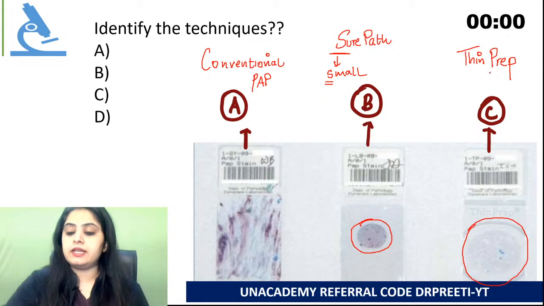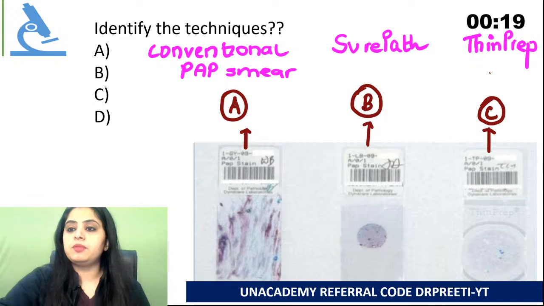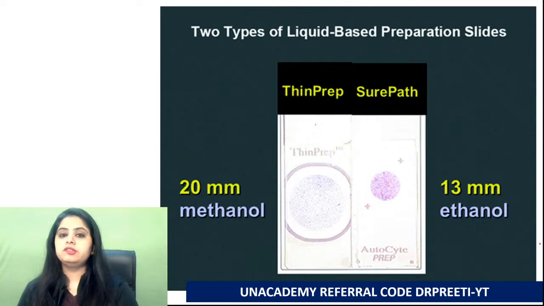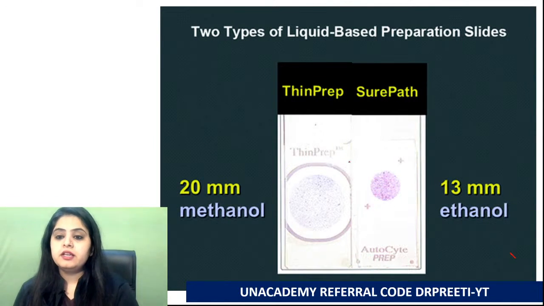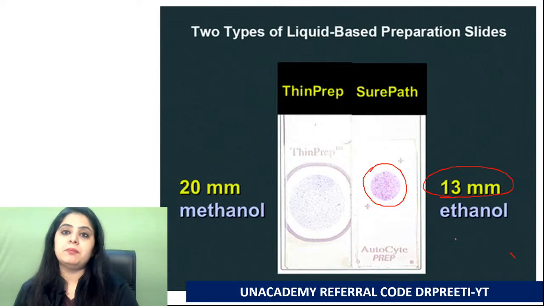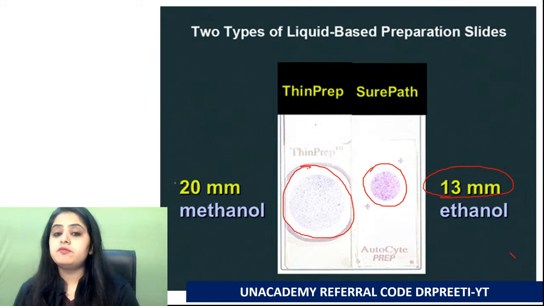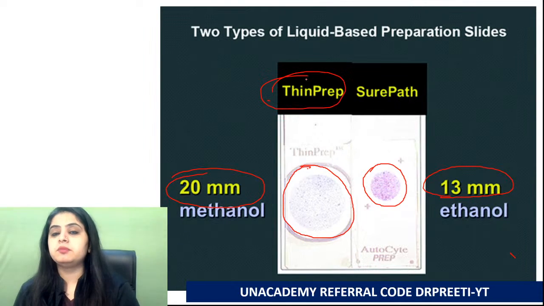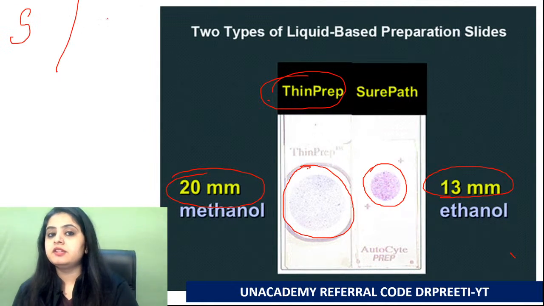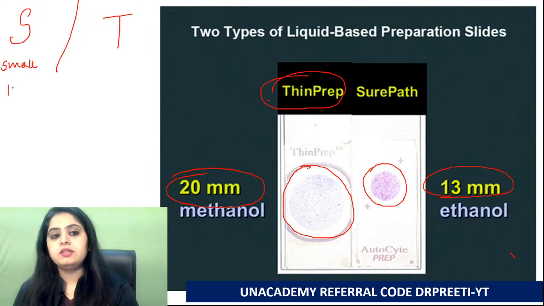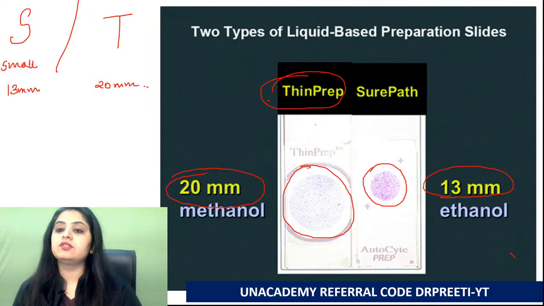Let me show you one more technique. Look at this. Now do you see, if you want to see the differences, here you see a very, very small circle, roughly of 13 mm. That's a SurePath. Here you see a big circle of 20 mm and that's a ThinPrep. So remember, SurePath versus ThinPrep. Which is the smaller circle? The smaller circle is SurePath, only 13 mm. Which is the bigger circle, 20 mm? That is going to be ThinPrep.